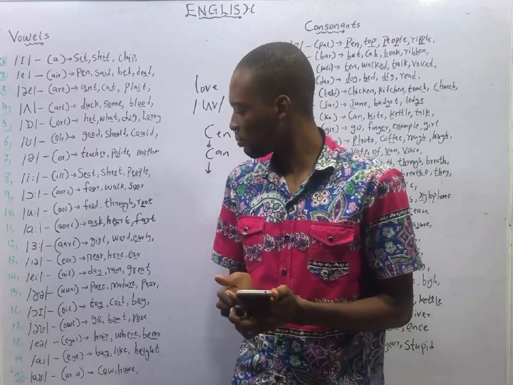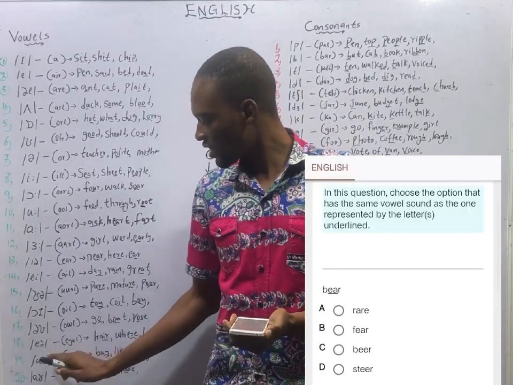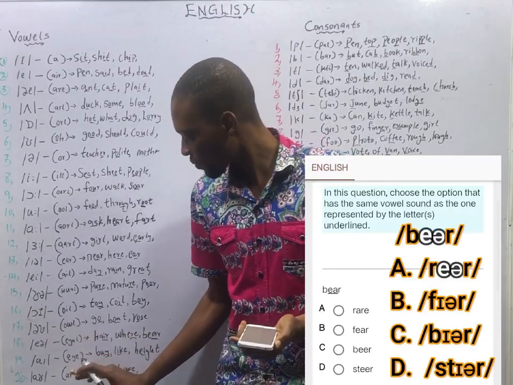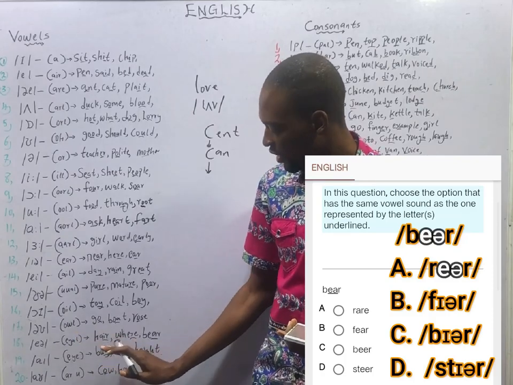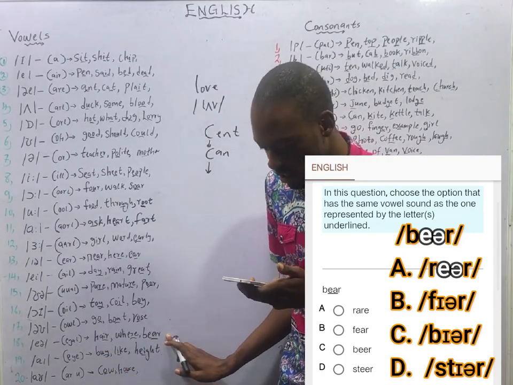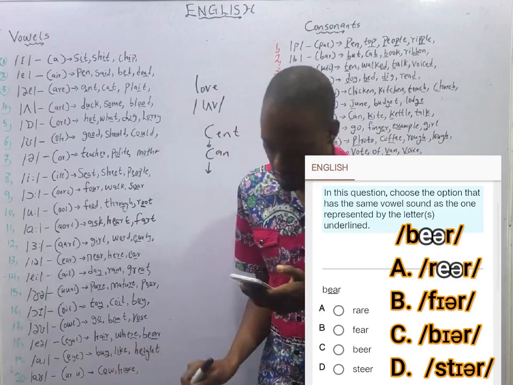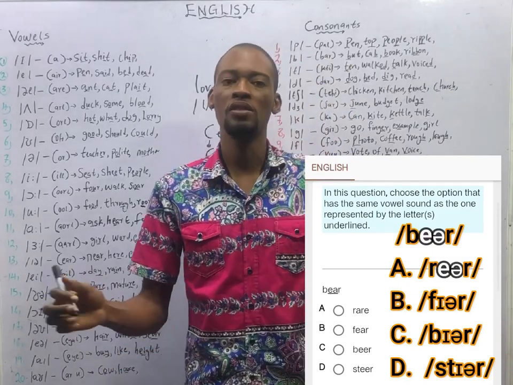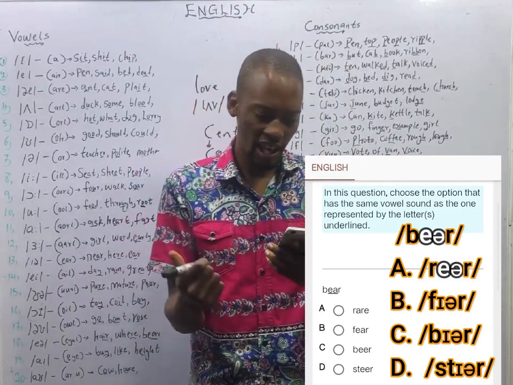Beer. That is the ER sound. Beer, as in here, where, as you can see here. It has the ear sound. So which of the options have the same sound as beer?